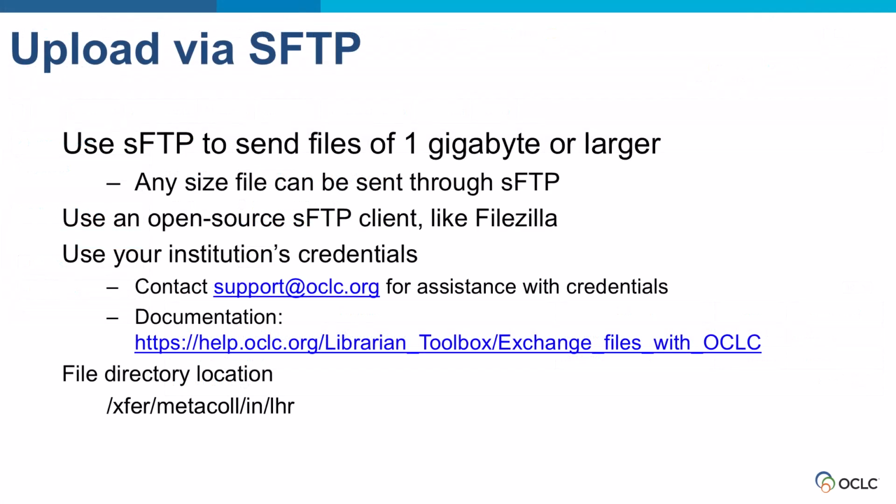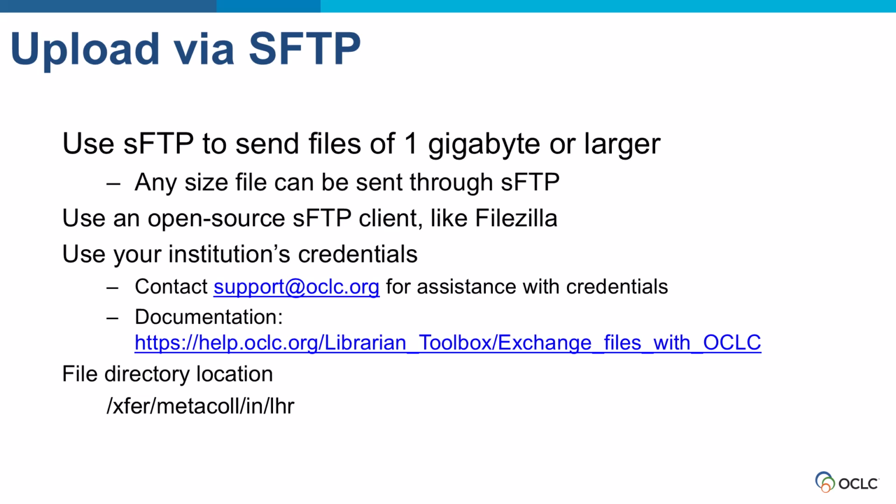Another option for OCLC file sharing is to use SFTP. If your file is 1 GB or more, you must use this option. However, it can be used for any size file. You will need to use an open-source SFTP client software, such as FileZilla or WinSCP. FileZilla is recommended as it works well with multiple operating systems. You will need your username, password, and data center credentials. The port will be 22.